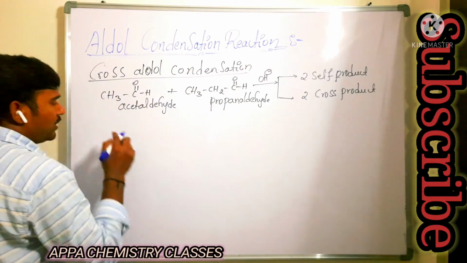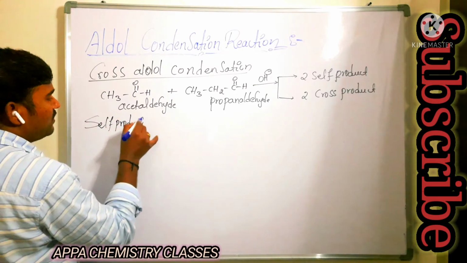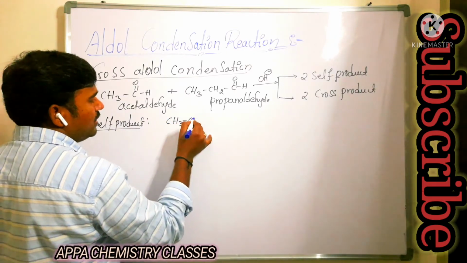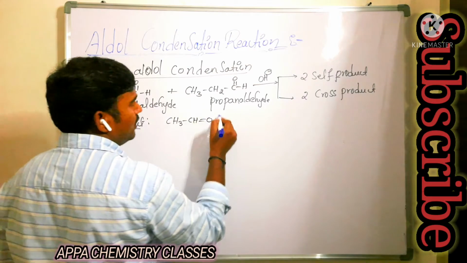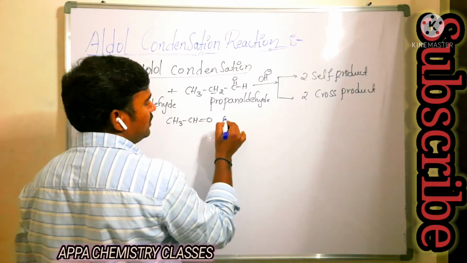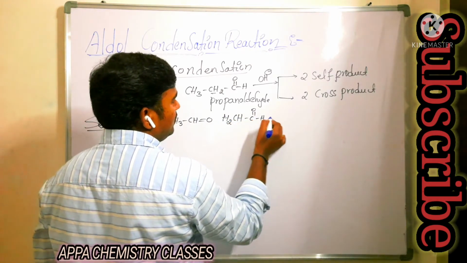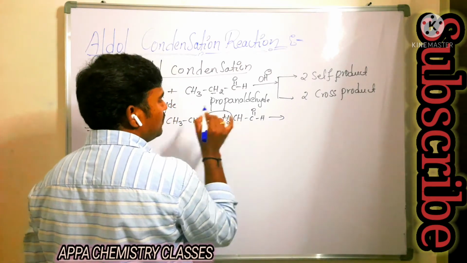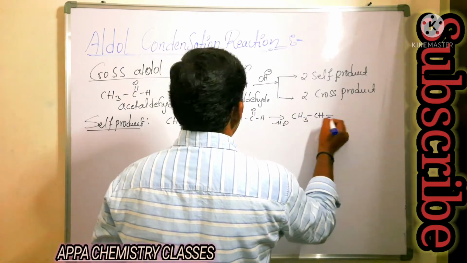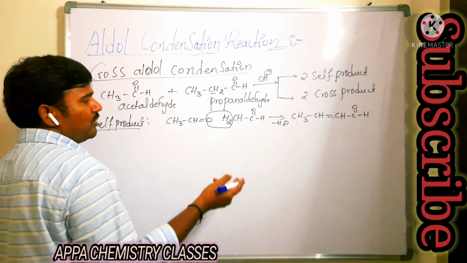Now we will see the self product first. Just now I told you how to write the self product, some simple trick we will follow. CH3CH=O. Here the alpha carbon is this one. So the same aldehyde we have to take, H2C-CH=O. Then these 2 will be removed as a water molecule. So what is left over? CH3-CH=CH-CH=O. It is a simple trick to form the self product.